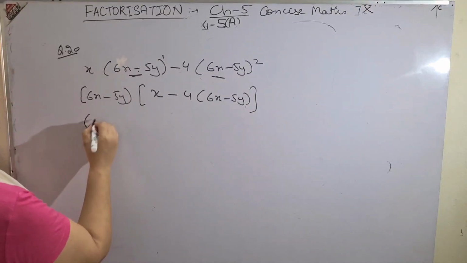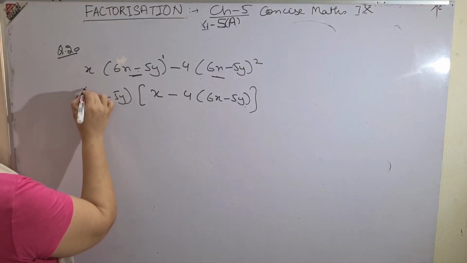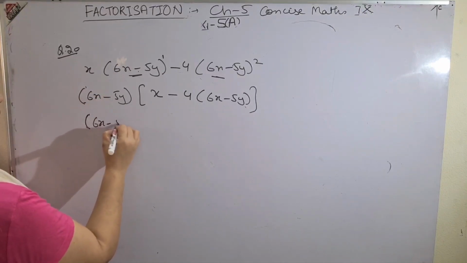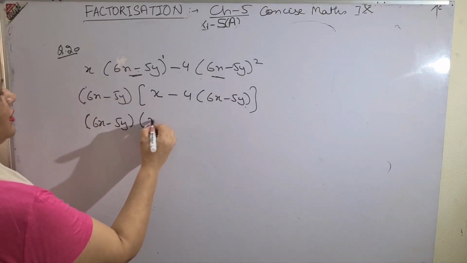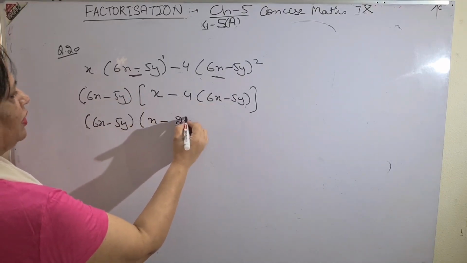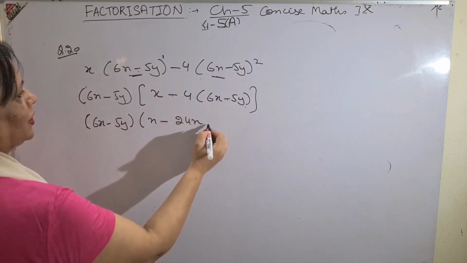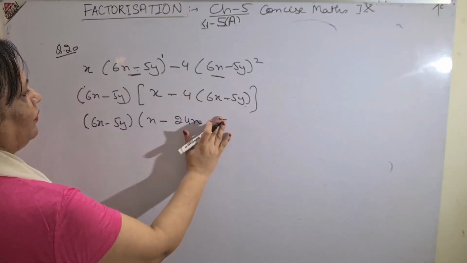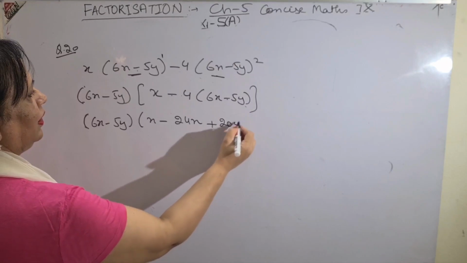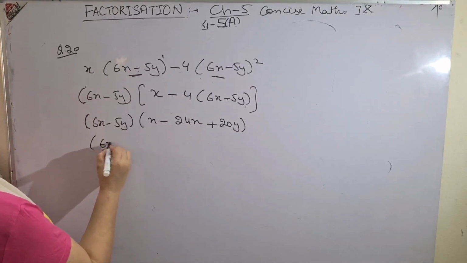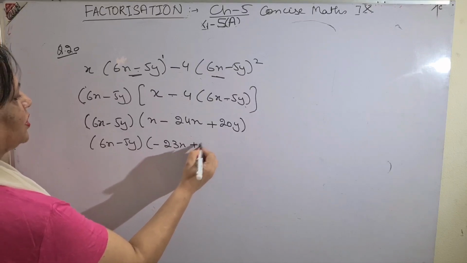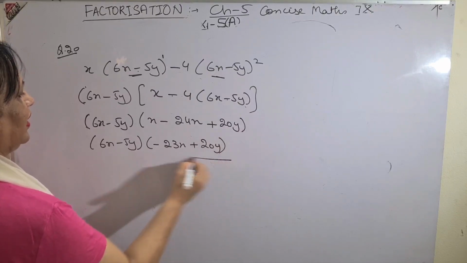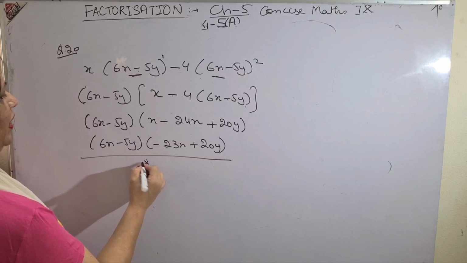Don't leave the sum here itself. Put one type of brackets, whatever you use. This will be x minus 6 4s are 24x, minus into minus plus 5 4s are 20y. So (6x minus 5y) into (x minus 24x plus 20y), that is, minus 23x plus 20y. You can calculate it and this is your required answer.